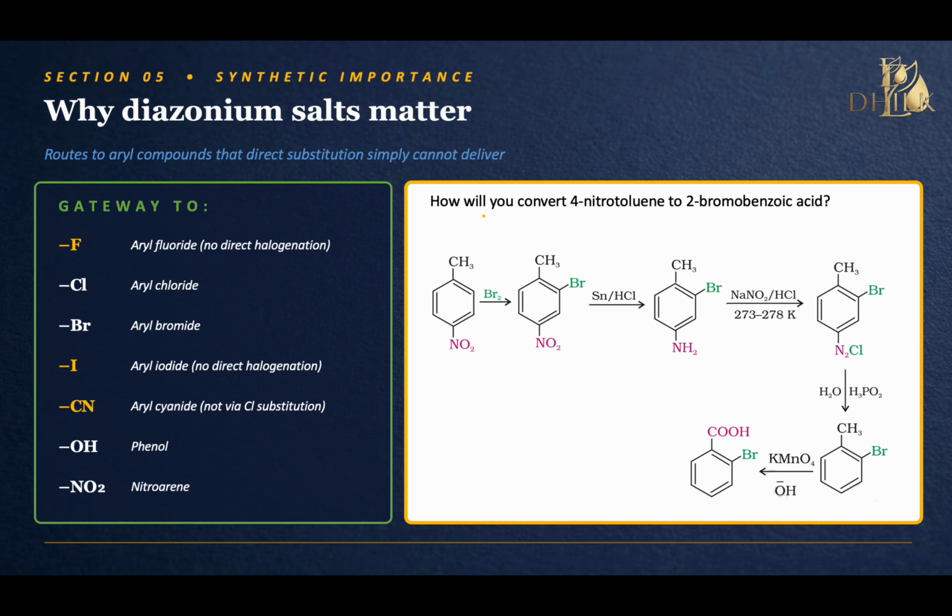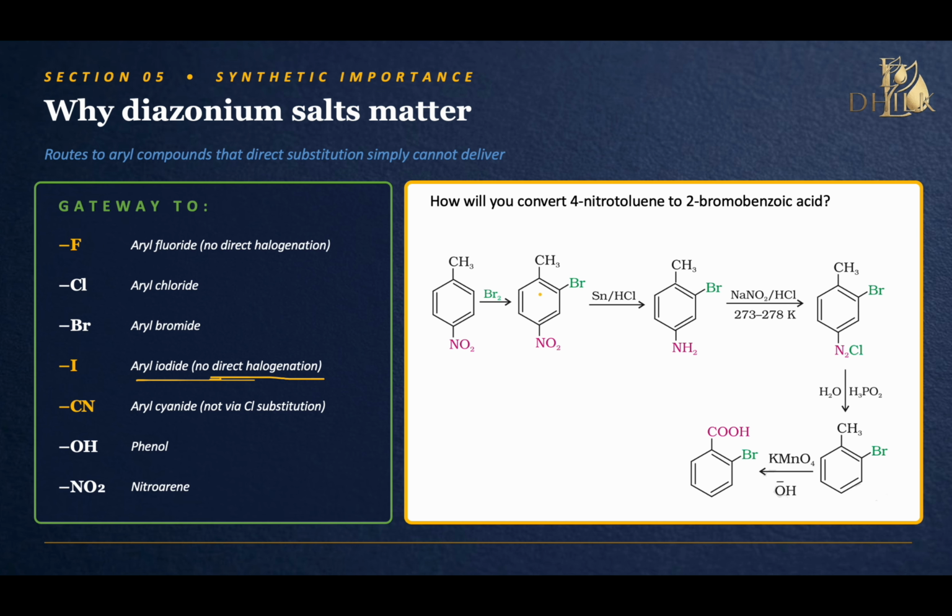Now finally, let's understand the synthetic importance of diazonium salts. These compounds act as a gateway to a wide range of substituted aromatic compounds including aryl fluorides, aryl chlorides, aryl bromides, and aryl iodides, which do not even need any catalyst, and direct halogenation is not possible for iodine. So these are very important. Then aryl cyanides, phenol, nitroarenes, so we have discussed all these reactions, right? Many of these cannot be prepared easily by direct substitution reactions, which makes the diazonium salt an extremely powerful intermediate in organic synthesis and a must-know concept for both exams and higher level chemistry studies.